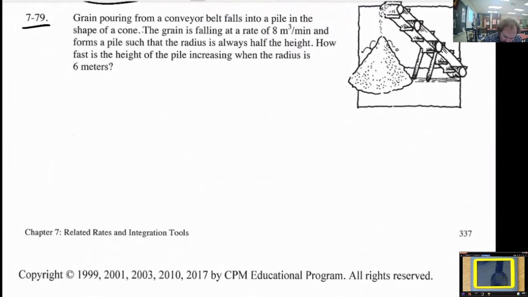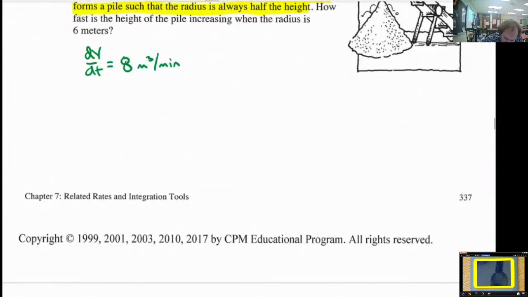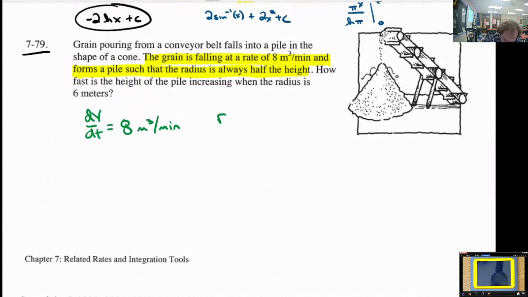So let's translate these two. There are 2 sentences in there that I want to translate into mathematical speak right now. The grain is falling at a rate of 8 meters cubed per minute is going to translate to dV/dt, because that is the rate of change of the volume of the cone, how much grain is being added to the cone, and that's 8 cubic meters per minute since it's a rate. And the radius is always half the height. r is equal to 1/2 h, or h over 2.